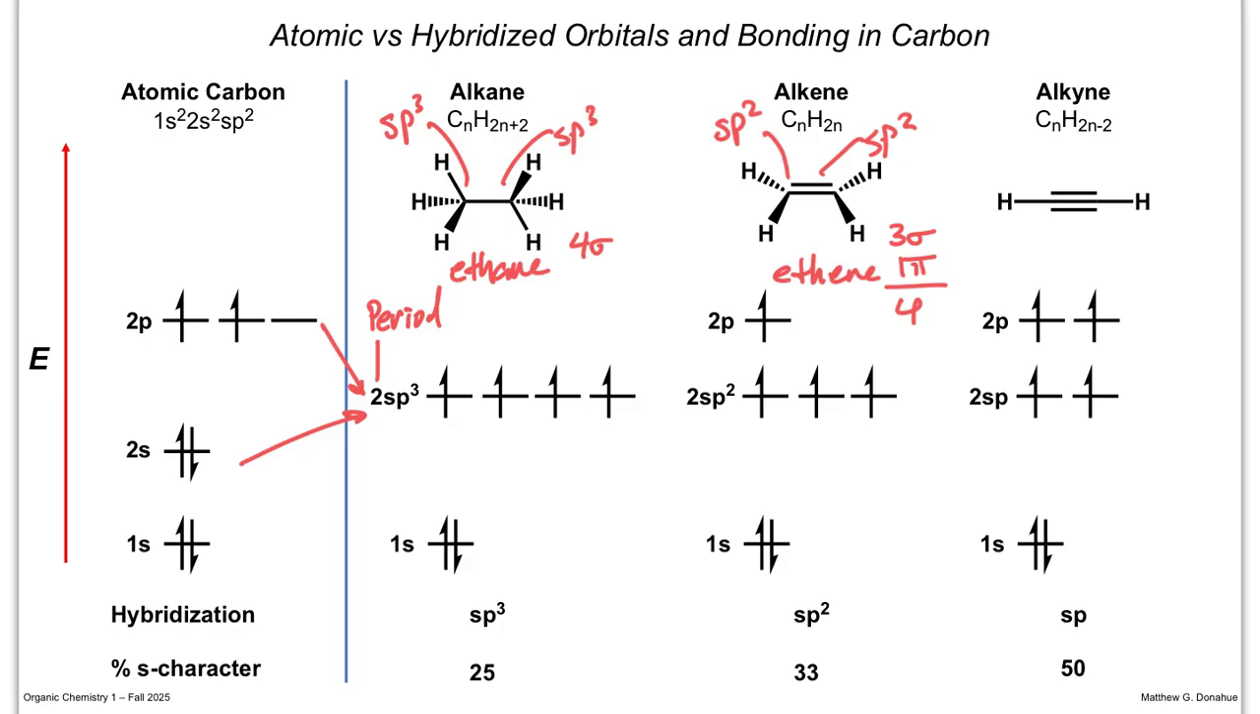And then lastly, we have ethyne. So that's sp. We took one of the s's, one of the p's. We have 2 of these degenerate orbitals and then 2 remaining p orbitals. So this has 2 sigma and 2 pi. That's the 4 total bonds to carbon.